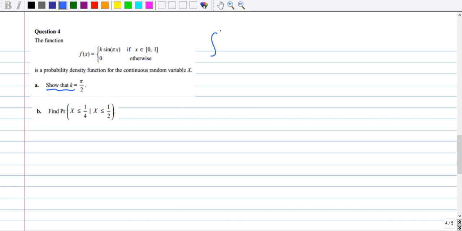So we'll have the integral between 1 and 0 of this must be equal to 1. So here's our show that, and we're going to show that k equals pi on 2. So we're going to solve this equation and get down to k equals pi on 2. So what you need to be able to do here, I would take the k out as a constant.